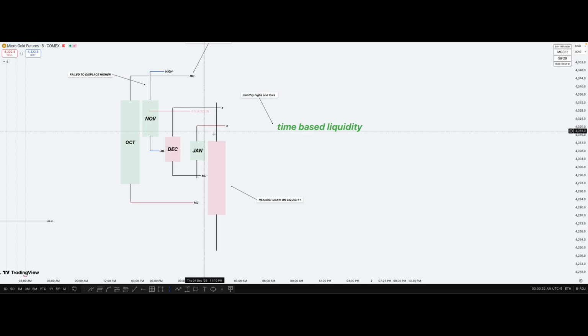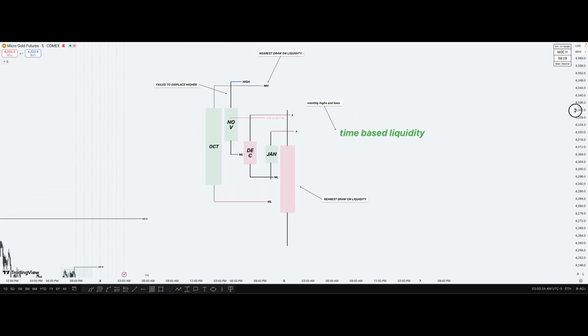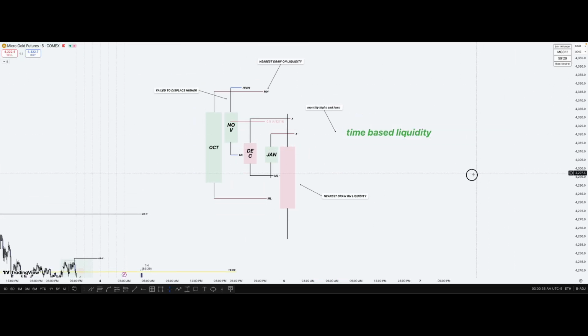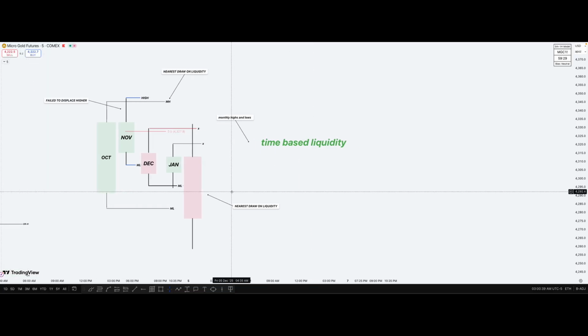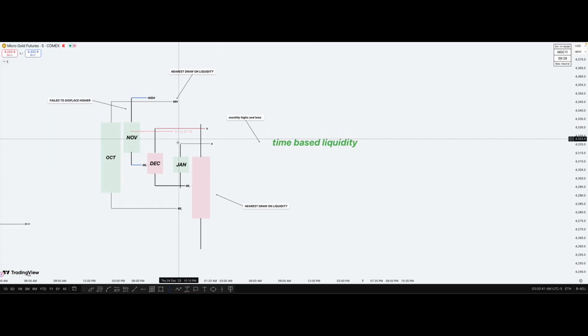Did you understand the sequence now? What was the sequence in which the price went? You understood? Price moved based on draw on liquidity, just trading the monthly candle. We're not even trading, we're just anticipating things, right?